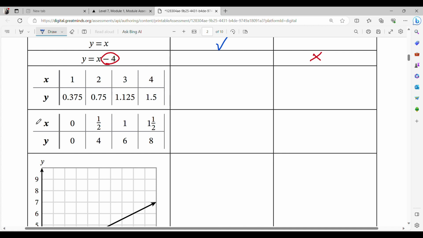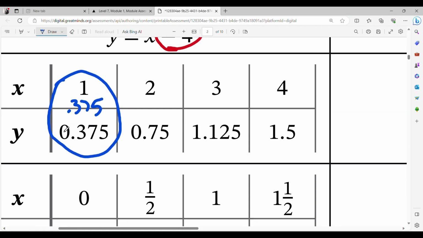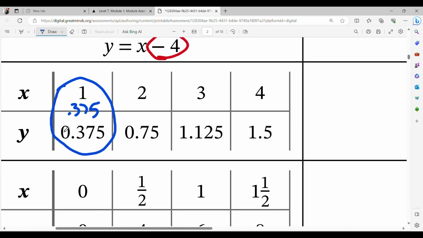Alright, in our next one, the first thing we're going to do is look for the unit rate, which means we're going to look for the part that has 1 in it. And why is that? Because it makes it easier for us to find the rate. Here, 1 times 0.375. Let's make it bigger. Ooh, look at that. 1 times 0.375 is 0.375.